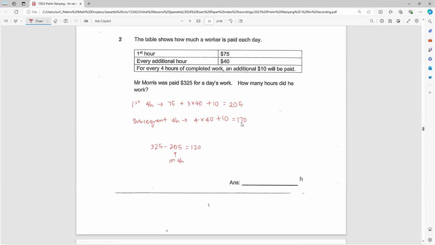So what about 120? How many hours is that? We take 120 divided by 40 because it's 40 for every hour. This will give us 3 hours. So the total time taken will be 4 hours plus 3 hours. Total 7 hours. So the 205 is the first 4 hours, and then 120 is for the next 3 hours.